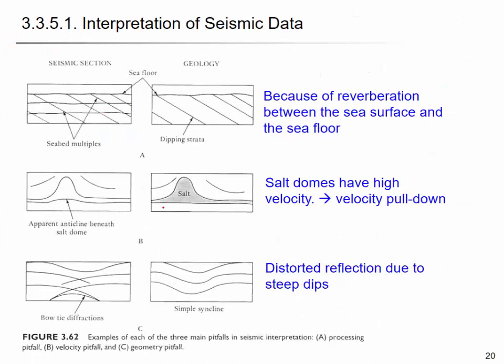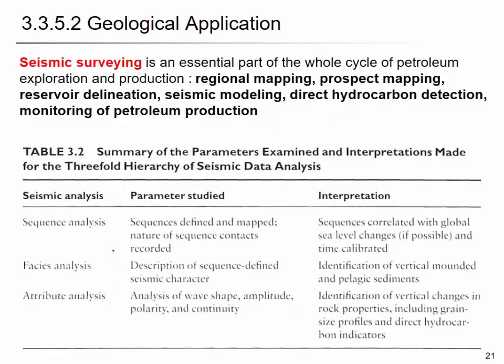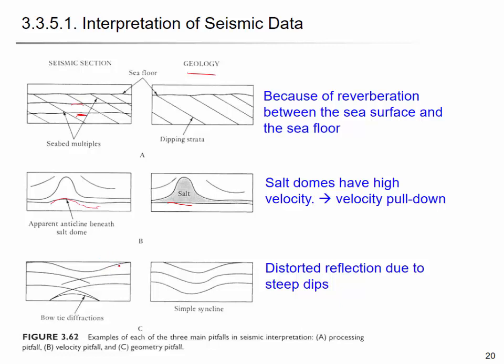Okay. Then there are some major components that cause noise. Here, because of the reverberation between the sea surface and the seafloor, you get a seismic section with different noise like this. But in reality, you don't have that kind of thing. And if you have a high velocity anomaly like that, the original geology should be flat, but you have some velocity pull-down like this. And also, when you have a steep angle, you also have reflection from the surrounding area like that. So that's what geophysicists do. They remove the noise and make a clear section as much as they can.